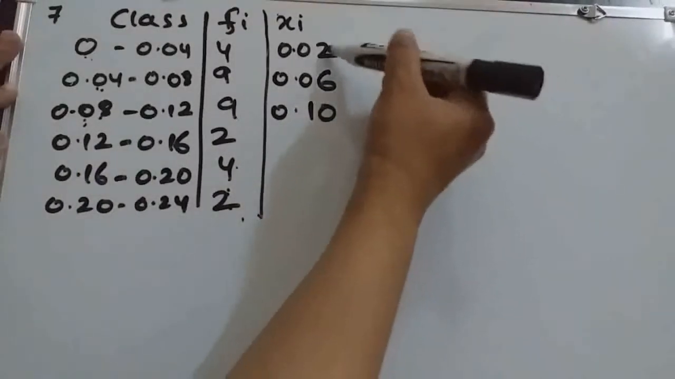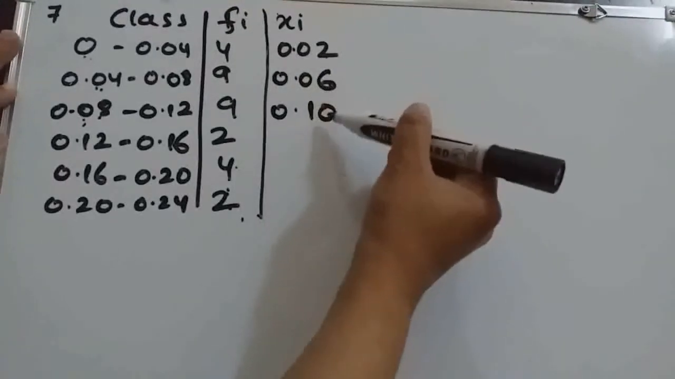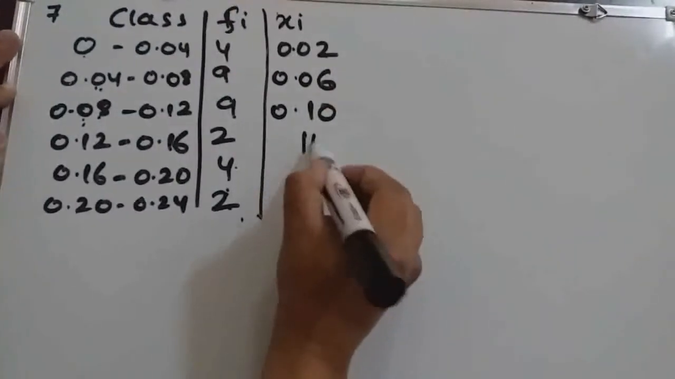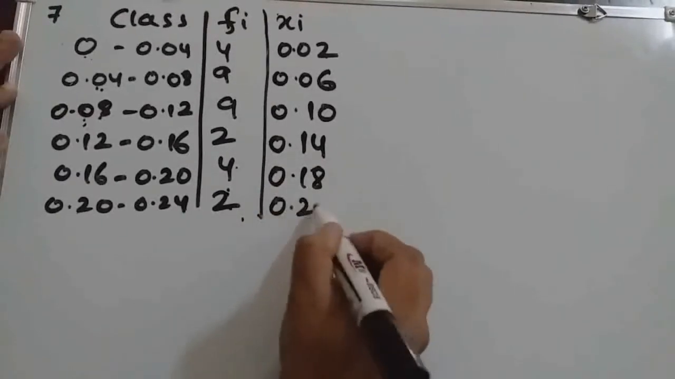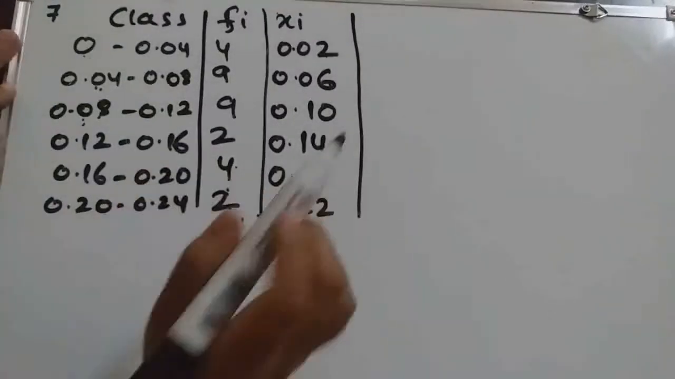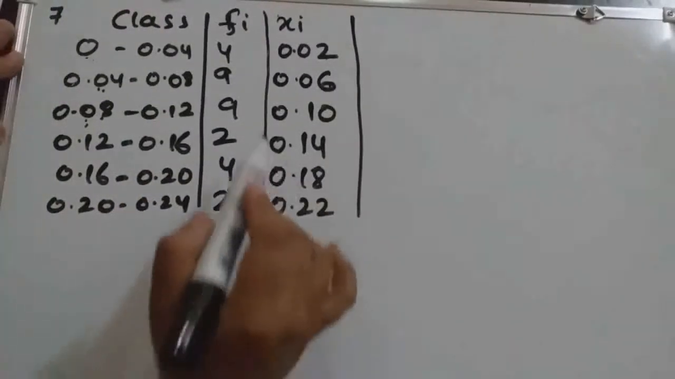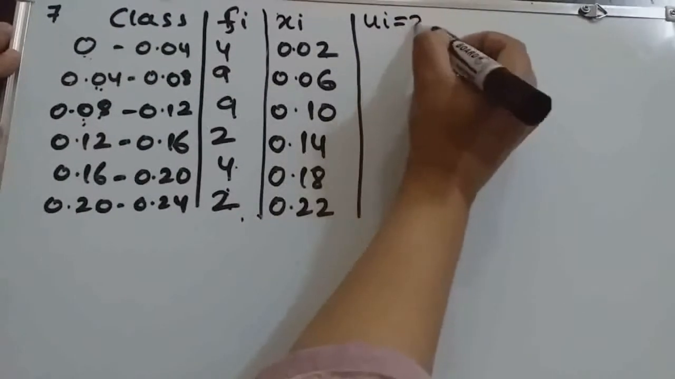So now here one pattern you got, a difference of 4 is there. 2 plus 4, 6 plus 4, 10. So 10 plus 4, 14. 14 plus 4, 18. 18 plus 4, 22. Like this you can complete. No need to calculate for each observation here. Now see, we'll do the step deviation method. For that we should find ui.